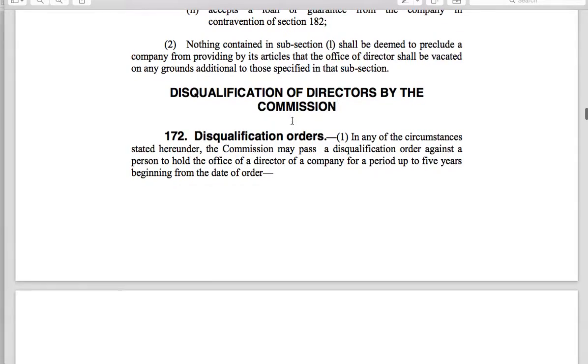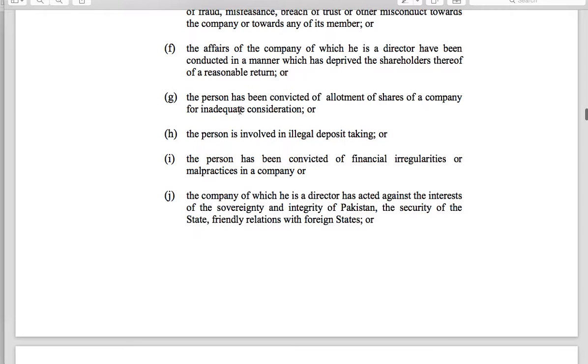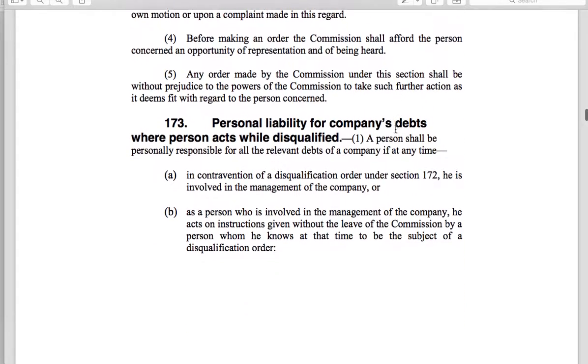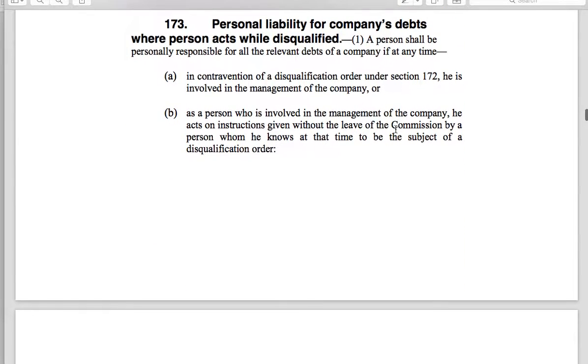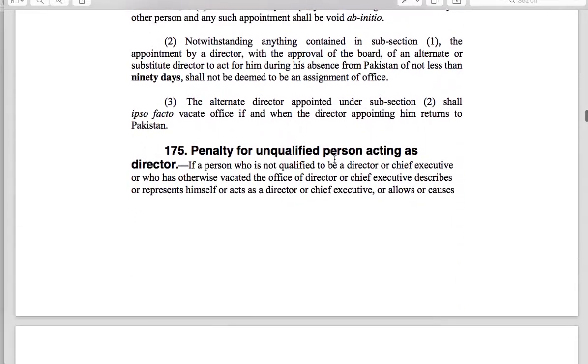Disqualification: directors can be disqualified by the commission for doing any of these things. For example, a person involved in illegal deposit taking, which we also saw in section 80. You cannot take direct deposits from the public as a company, except when you are a banking company. Now these are the personal liability for company debts of directors, prohibition, and penalty.